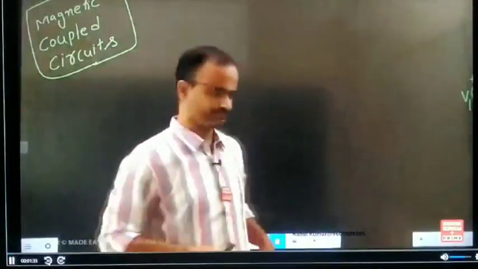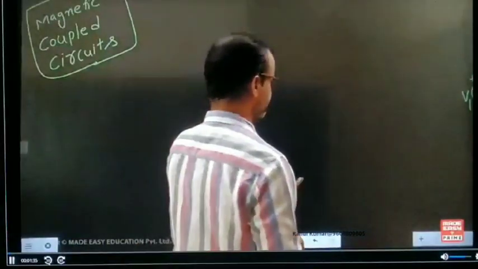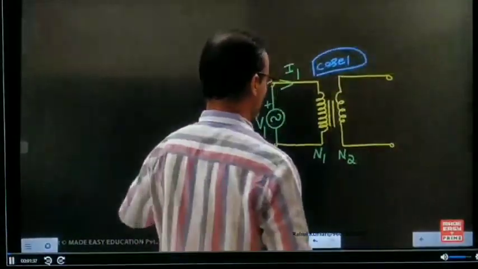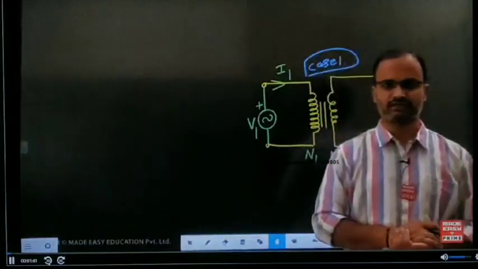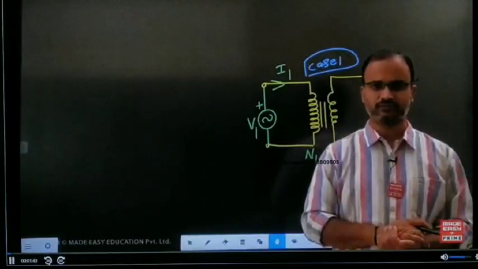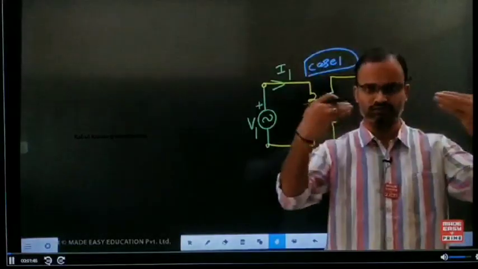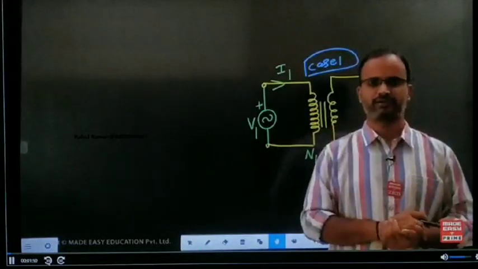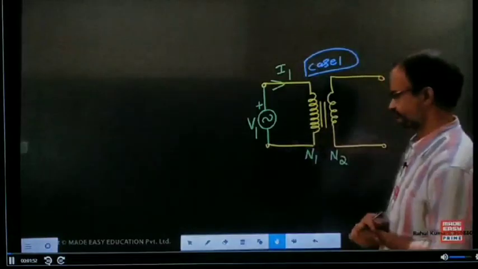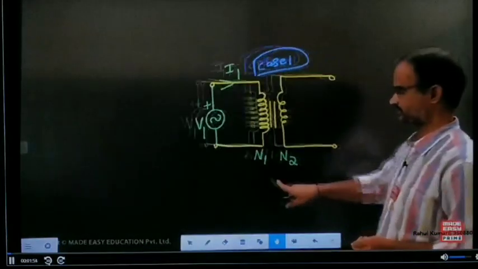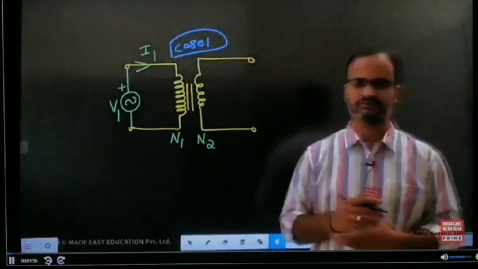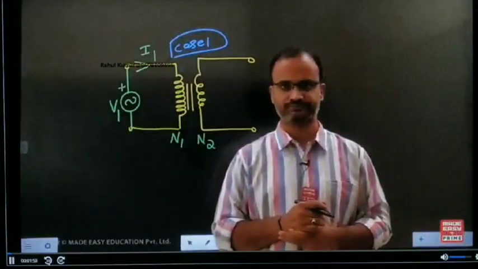Coupled circuits. Here the mutual inductance concept is present. Mutual inductance concept is present when the magnetic circuit has more than one inductor. In this example, to explain this mutual inductance concept, I have taken a simple example of a transformer.